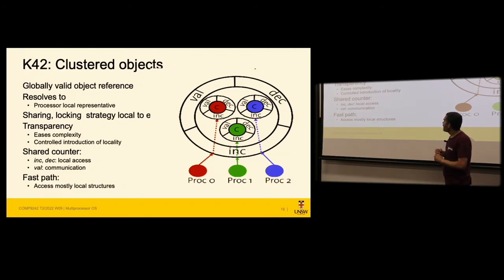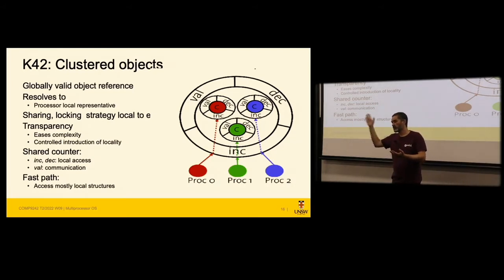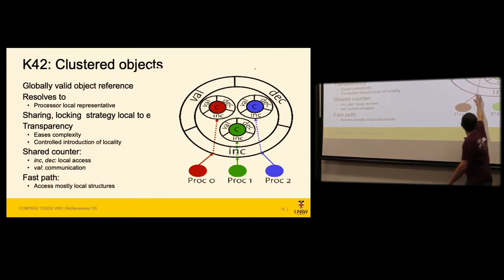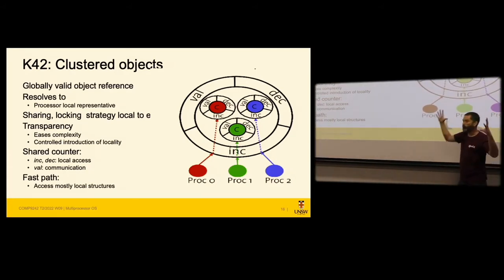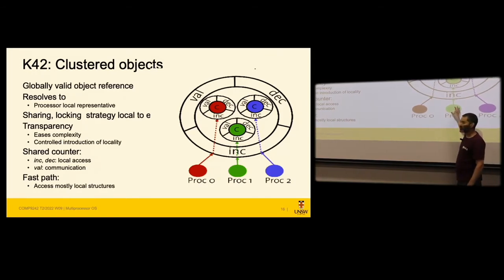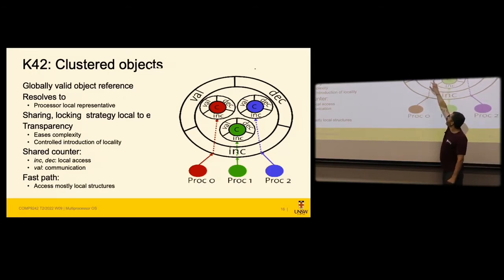So an example, this picture is an example of a shared counter. And a shared counter is essentially a counter, right? It keeps track of the value of the counter, and it has 3 operations. It has an increment operation, a decrement operation, and a get value operation. And so this outer circle represents the global shared counter, but when each process accesses that counter, it gets its own local copy of it, a local representative of it.